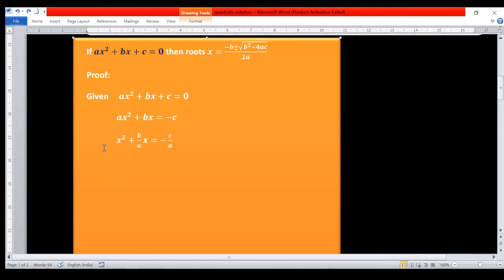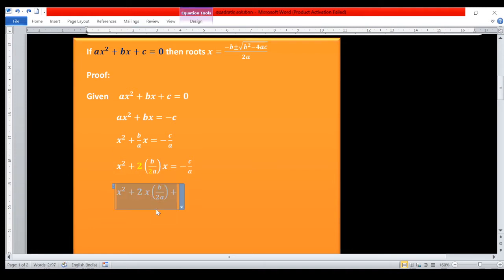The next step. What is the difference from the previous step now? a. So a is divided on both sides. That's why x square plus b by a into x equals minus c by a. The next step. What is the major difference between these two steps now? Yes, b by a alone, but here 2 into b by 2a. So that 2 is multiplied and divided. What is the purpose? You can understand in the next step.